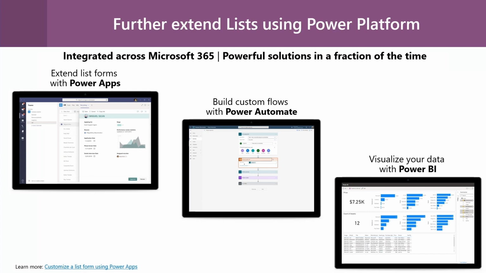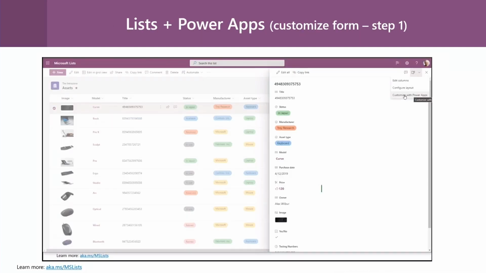So to get a little bit more granular, I'm just going to step through 2 screenshots for each of these apps. This is Lists plus Power Apps. If I want to customize my form, I can just go into the form you see here on the right-hand side and click Customize with Power Apps.